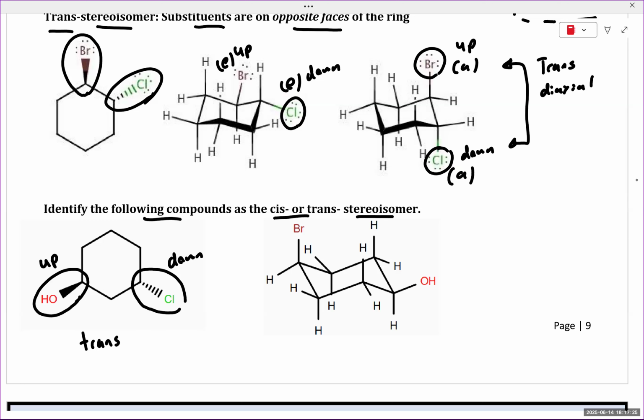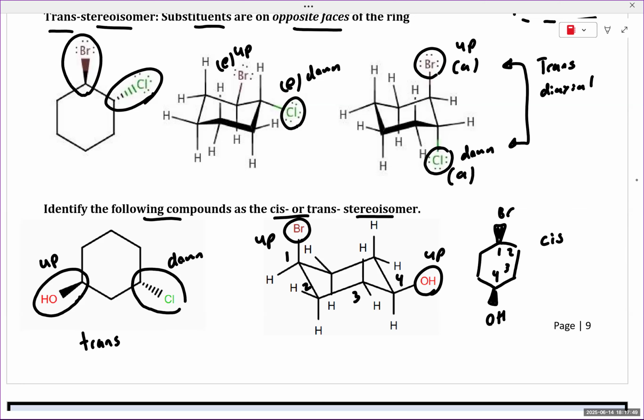In this next case, we see the bromine is pointing up, the alcohol is pointing up. The dash wedge equivalent of this would be 1, 2, 3, 4. We have the bromine with a wedge, 1, 2, 3, 4. The alcohol also with a wedge. So this would be the cis stereoisomer. These two substituents are both pointing up. They're both on the same face. These two substituents are cis to one another.